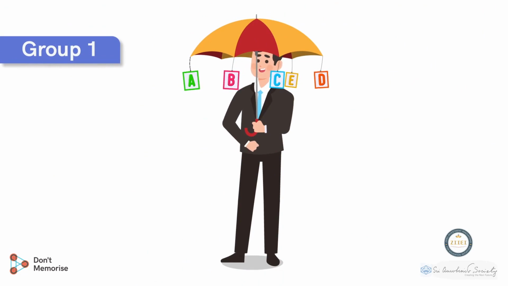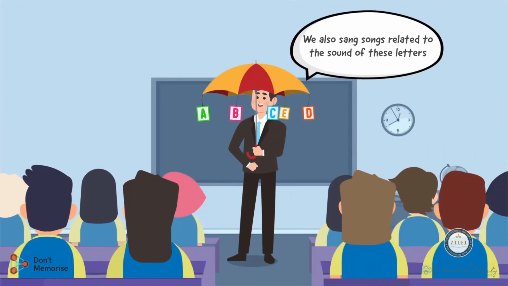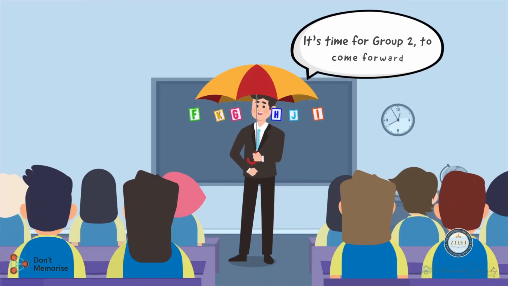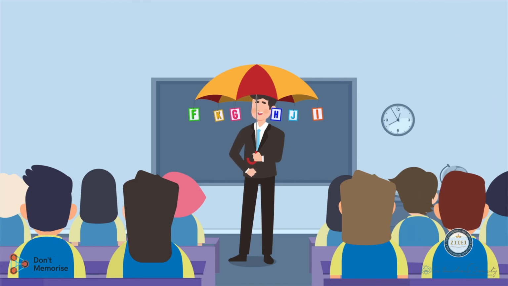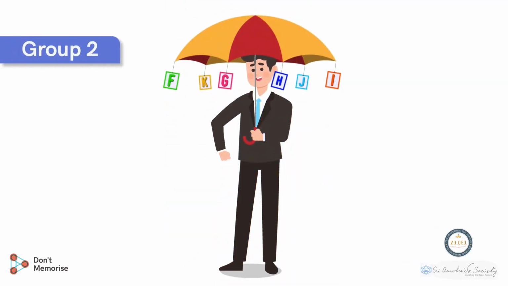including the letters A, B, C, D and E. We also sang the songs related to the sound of these letters. Now, it's time for group 2 to step forward. Remember, as we call out new groups, we will keep changing the flashcards around the umbrella. Each group will be displayed a new set of letters. So, for the next group, we will display the flashcards of letters F, G, H, I, J and K.